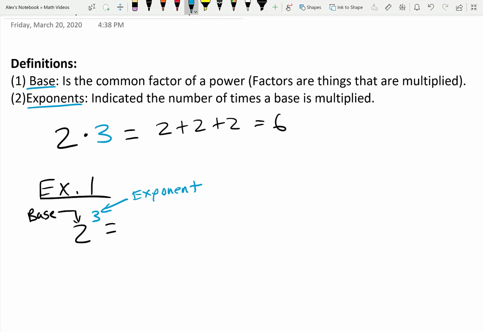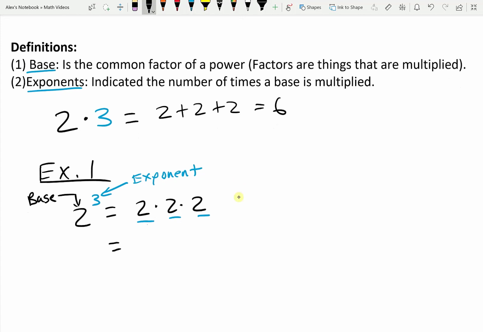So in this case, we have a base of 2, exponent is 3. So we have 2 times 2 times 2. We're multiplying the base 2 three times. Notice we're multiplying it 3 times. So what's 2 times 2 times 2? Well, that is going to be 8. It's going to give us 8.